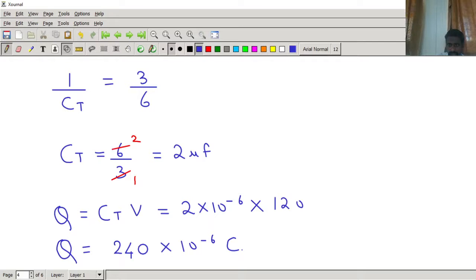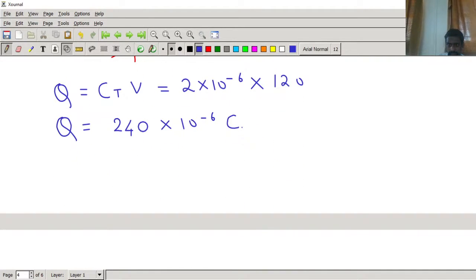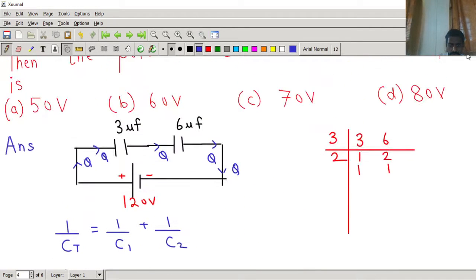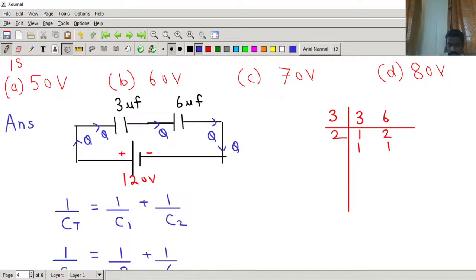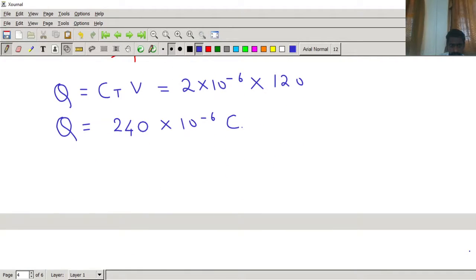Now the question asks for the potential difference across this capacitor. That is, what is the potential difference across this capacitor of 3 microfarad? So V is going to be equal to what? Q by C. Here you can see that V is equal to Q upon C, because C is Q by V.